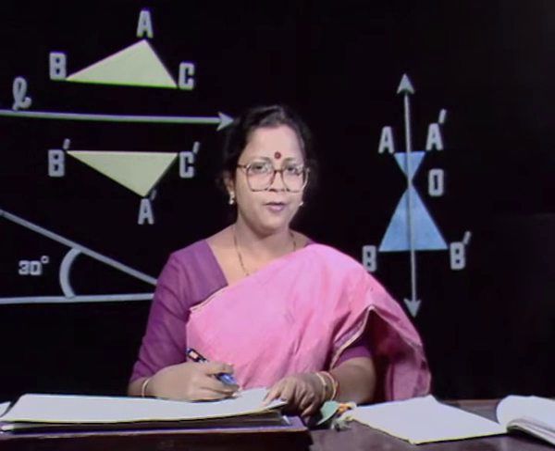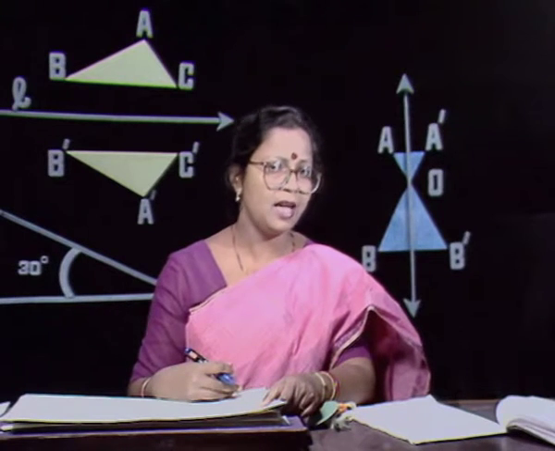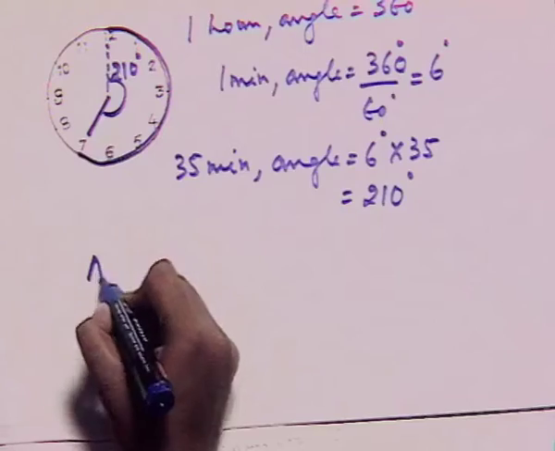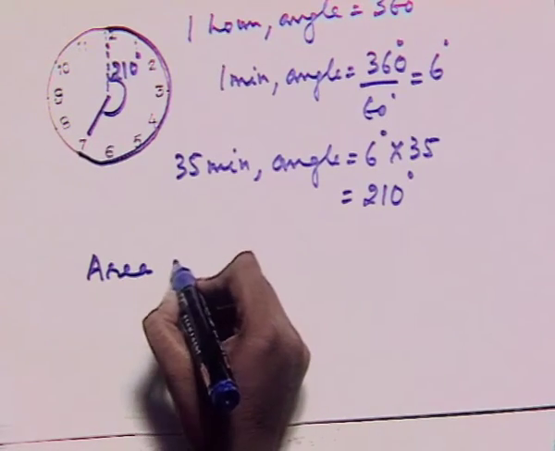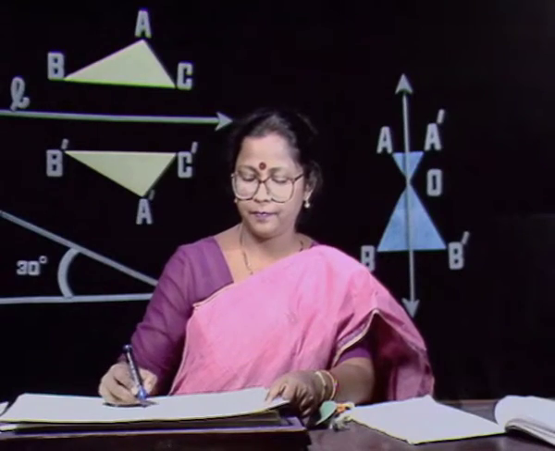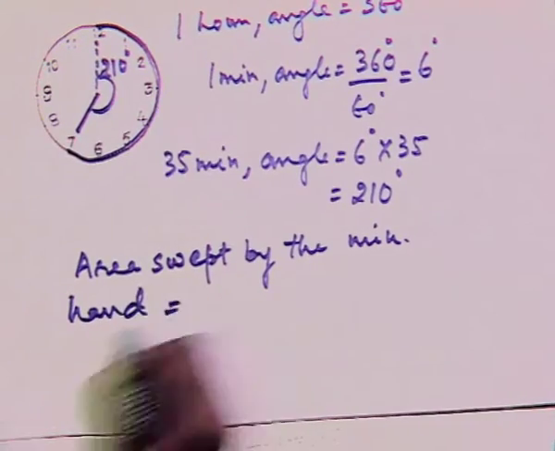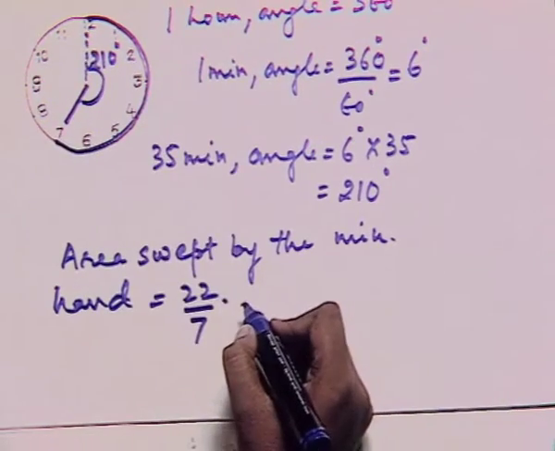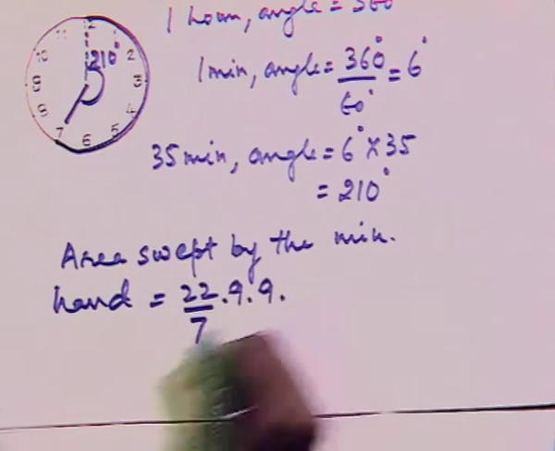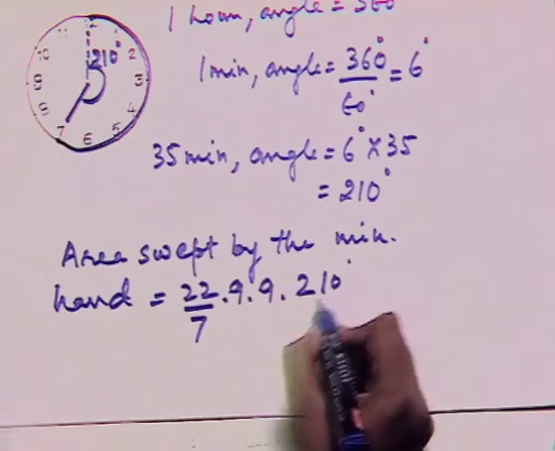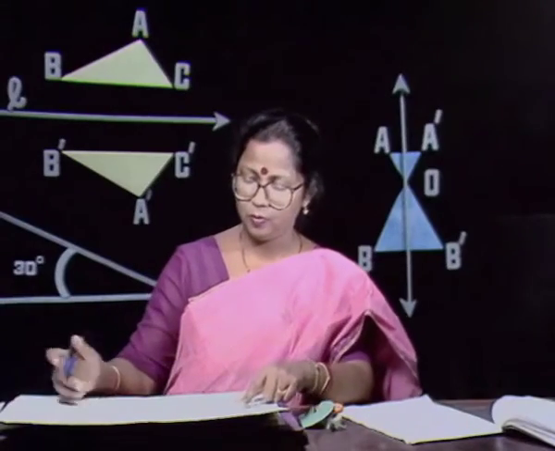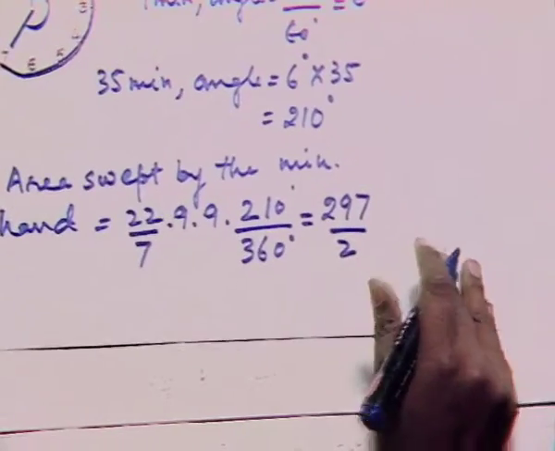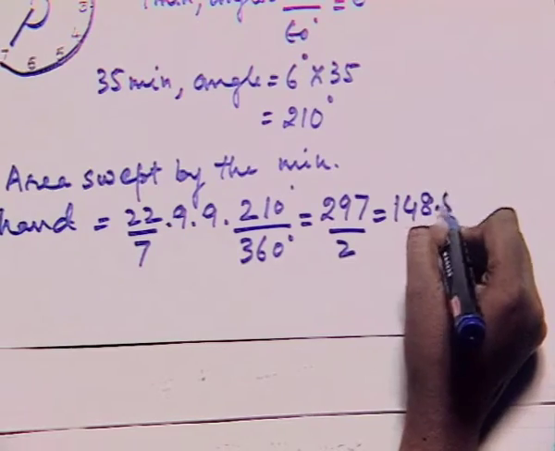We know the formula. What is that formula? It is pi r square into theta upon 360. Theta we have already found out, it is 210 degrees. So, the area swept by the minute hand is equal to, let us take pi as 22 upon 7, pi into r square, r is 9 centimeters. So, 9 into 9 into theta, that is 210 degrees upon 360 degrees. And what do we get after solving this? This is equal to 297 upon 2, which is equal to 148.5.